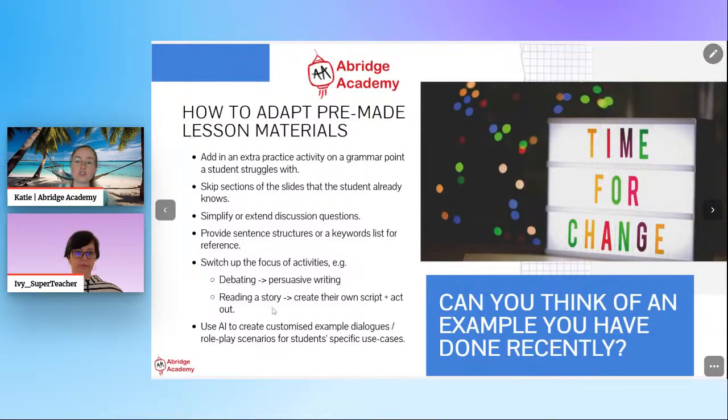Rather than just reading a story, okay, if they can read the story fine, they answer all the comprehension questions fine, get them to rewrite the story in their own words or create their own script for a short scene from the story and then act it out. Getting them to link that to other skills and be more creative with it. And then there's also, I'm not a big fan of AI, I'm gonna be honest, but there's also potential of using AI to create custom example dialogues and role play scenarios for specific use cases relevant to that particular student. So linking it to their specific goals and what they're looking to achieve. Adapt the dialogues and the role plays around that.